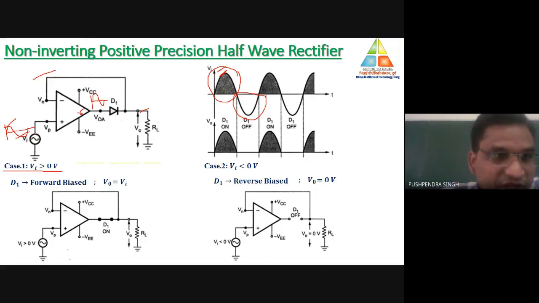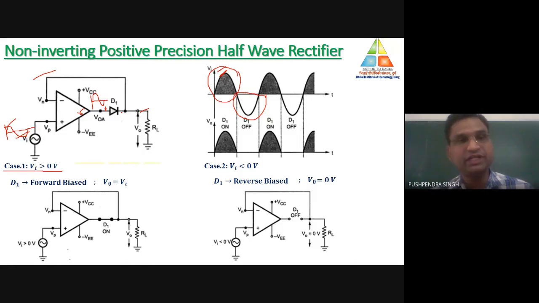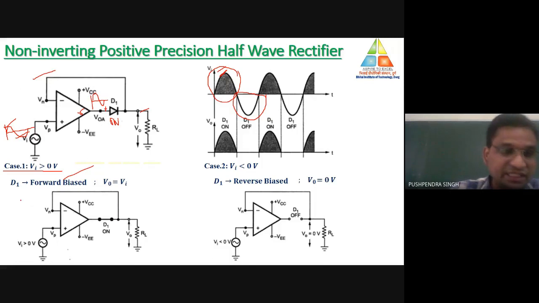So when the level of the input signal is more than 0, at the positive terminal of the diode the value of the input voltage is high, and at the negative terminal of the diode the level of the input voltage is low. Due to that, the diode will be in forward biasing condition. And when the diode is in forward biasing condition, this kind of circuit will be generated.